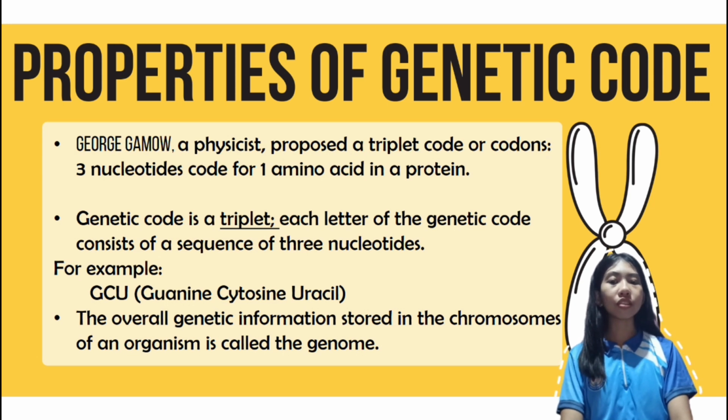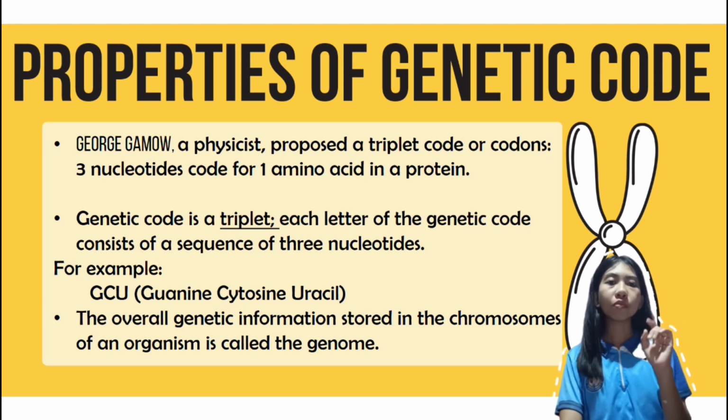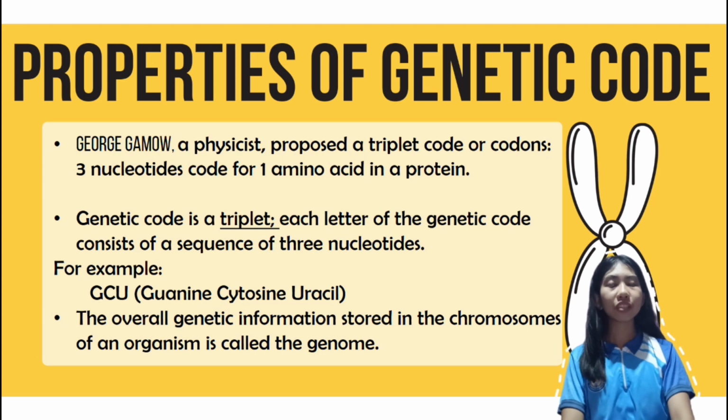The genetic code is a triplet. Each letter of the genetic code consists of a sequence of 3 nucleotides. 3 nucleotides form a codon, and 1 codon encodes 1 amino acid. So for example, the nucleotides GCU, or guanine, cytosine, and uracil, if you combine these 3 nucleotides, form a codon and are read as alanine, which is an amino acid.